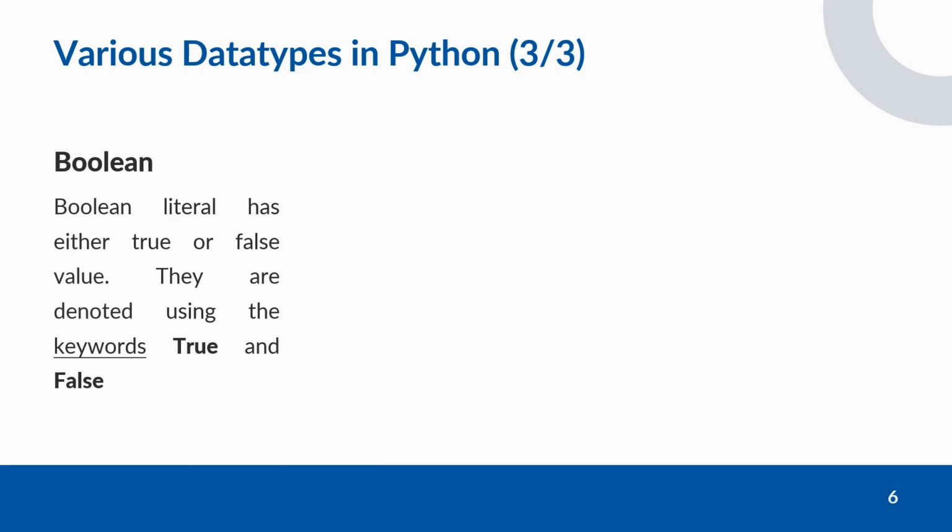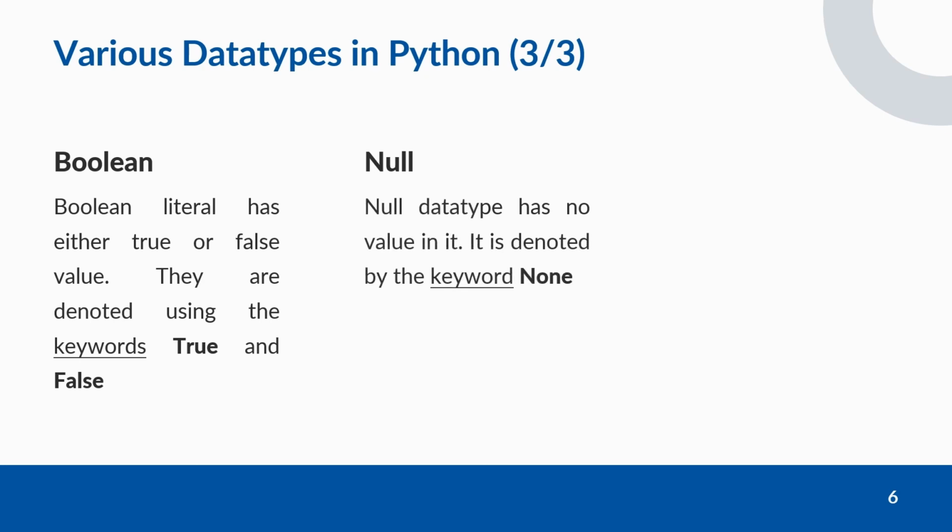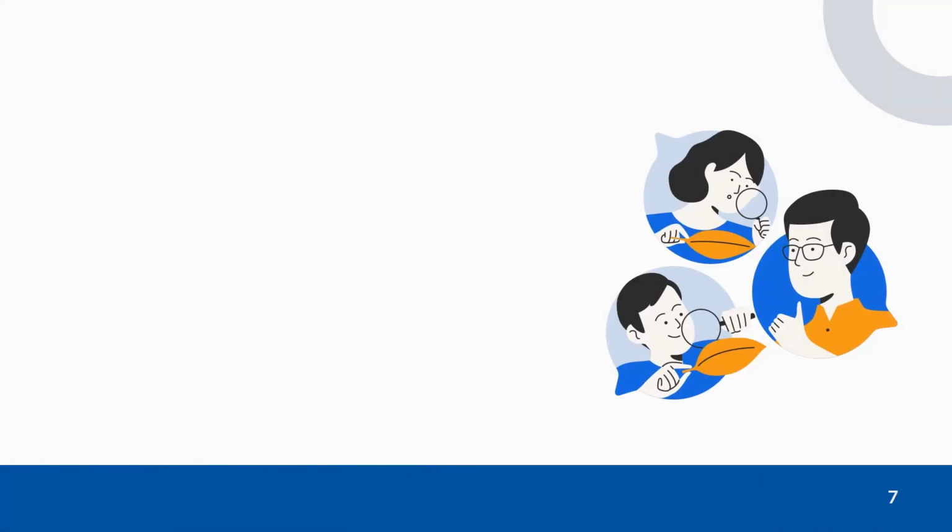Note that the words true and false are keywords in Python. There is another data type which we do not see frequently, and it is the null data type. It is denoted by the keyword None and is used in rare cases where we want the program to return a blank value.